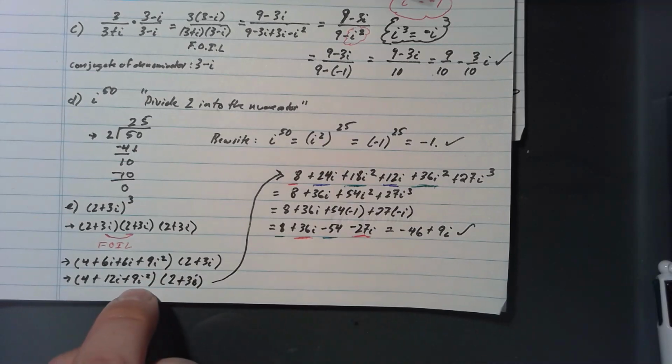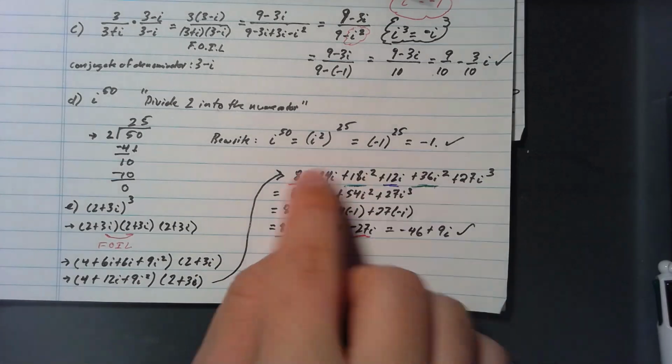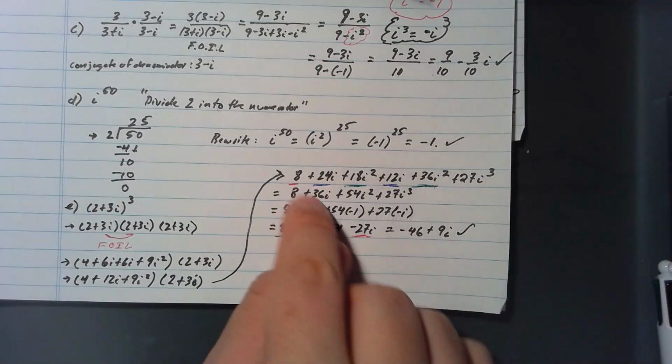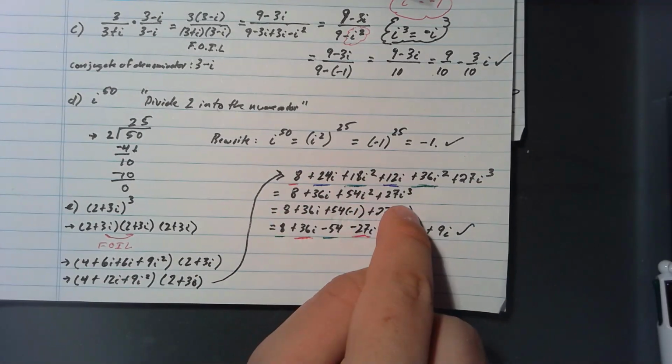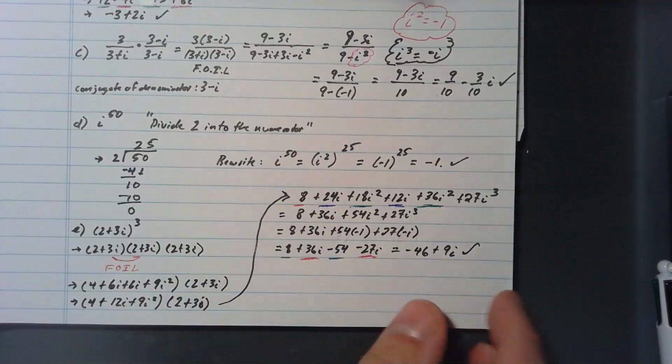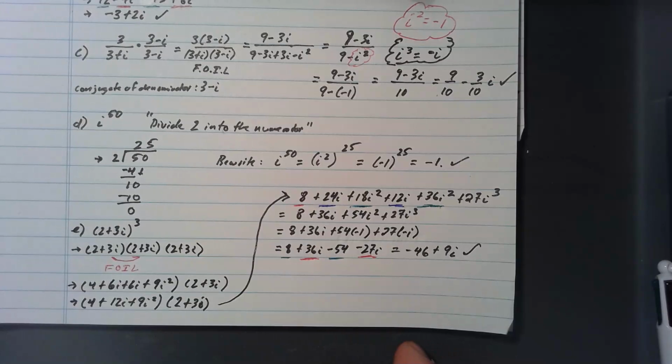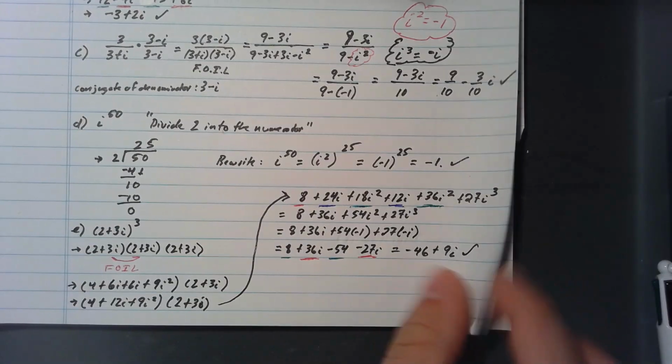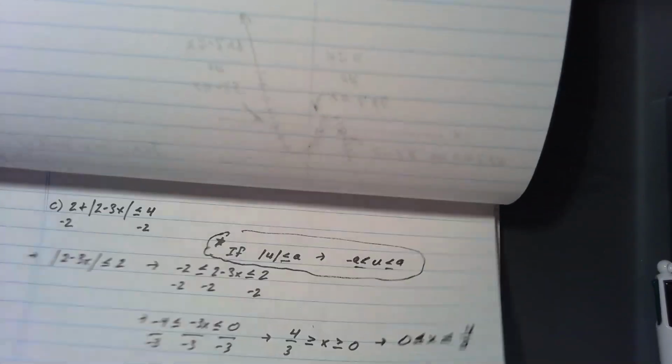Don't replace this with -1 just yet. Wait till you do the multiplication first. Wait till you get all the terms, combine all the like terms, and then replace them, and go from there. All right, so that's number 4. So let's look at number 5.